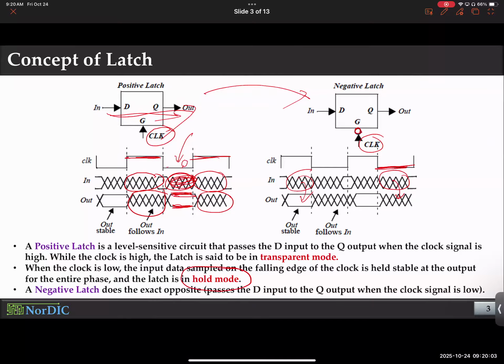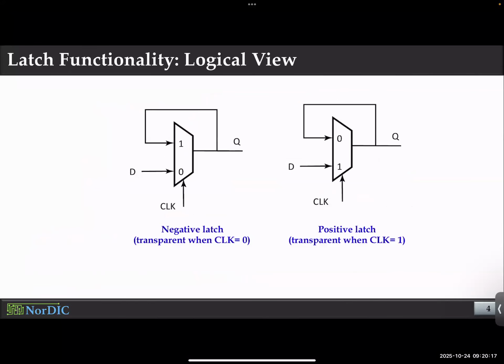The latch that responds to the high level of clock is called a positive latch. And of course, the other one will be called a negative latch. So I hope now you understand the terminology. It's super simple. All right, so with that idea in mind, let's start taking a look at some circuits based on what you have learned so far.